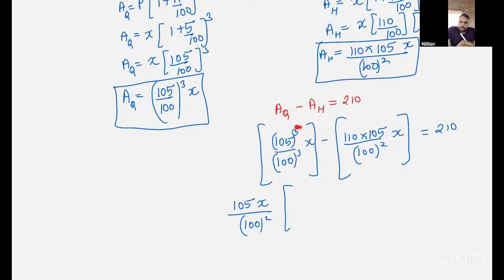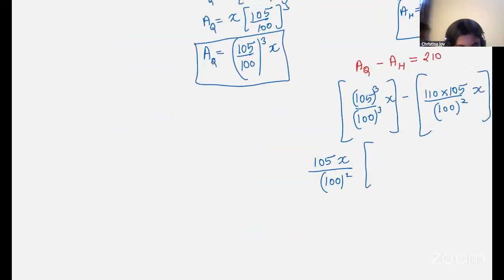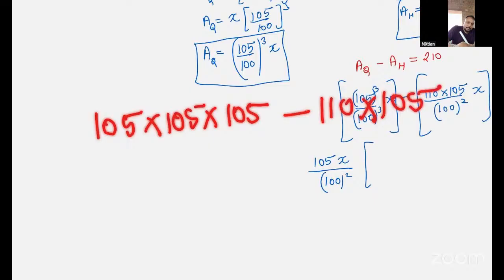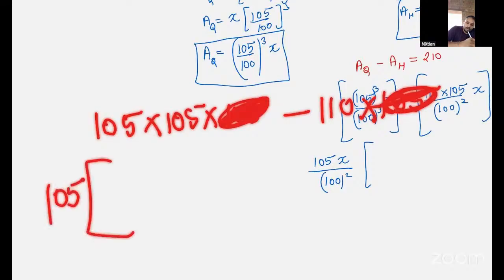Did you get my point, Christiana? So the cube is there, so only 3, right? So 105, we have to take it 3 times. See, 105 into 105 into 105 was there, and minus, it was 105 into 100 was there. Now this 105 and this 105 went out for the common. So how many 105 is there? Only 2.